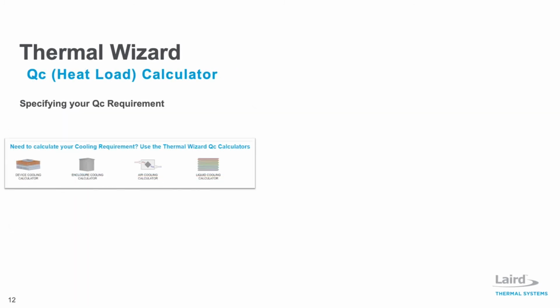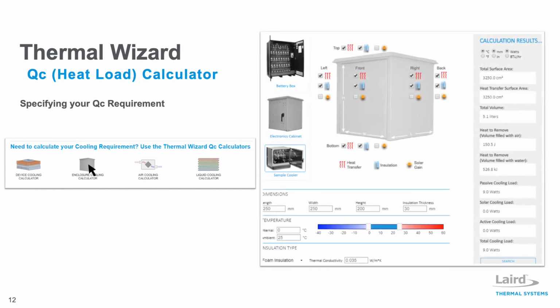If you do not know the cooling requirement, or QC, for your application, the Thermal Wizard provides 4 calculators to help you determine the QC requirement based on your application. In this example, we are determining the heat load for a sample cooler enclosure. There are 3 enclosure examples of different sizes to help you get started.